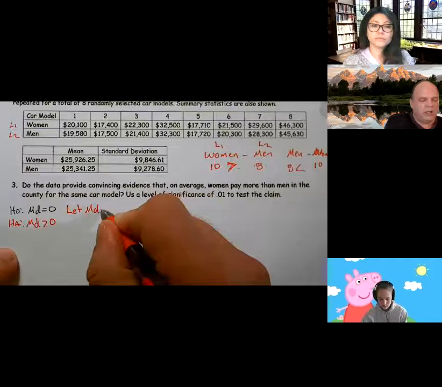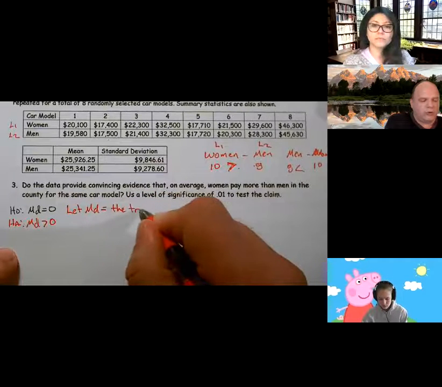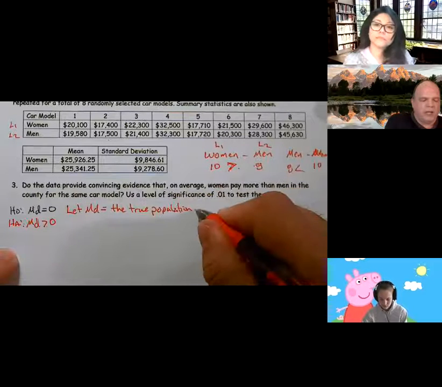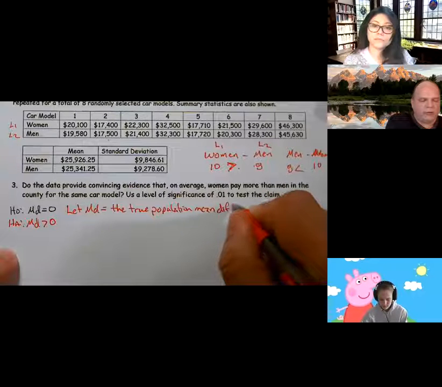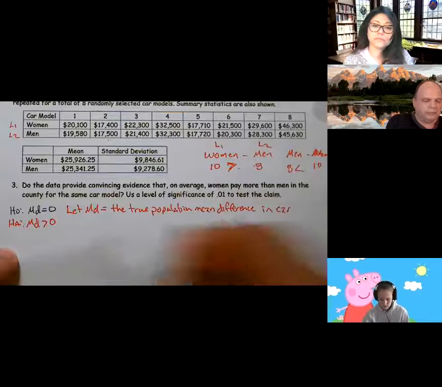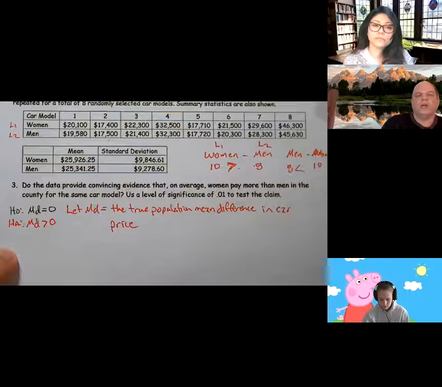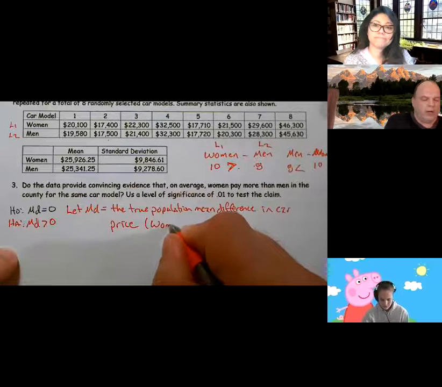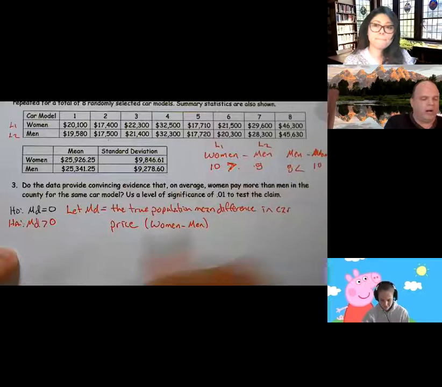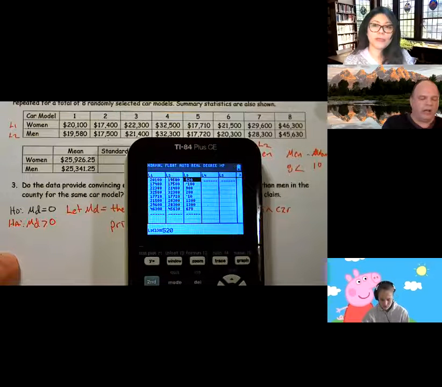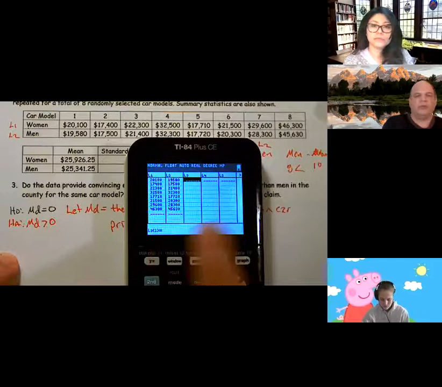So let mu d equal the true population mean difference in car price. Absolutely have to have this. What order? Well, I'm going to do women minus men. Why? Women came first. All right. So I took a moment. I entered all that data into L1 and L2 because I'm going to need to do that.